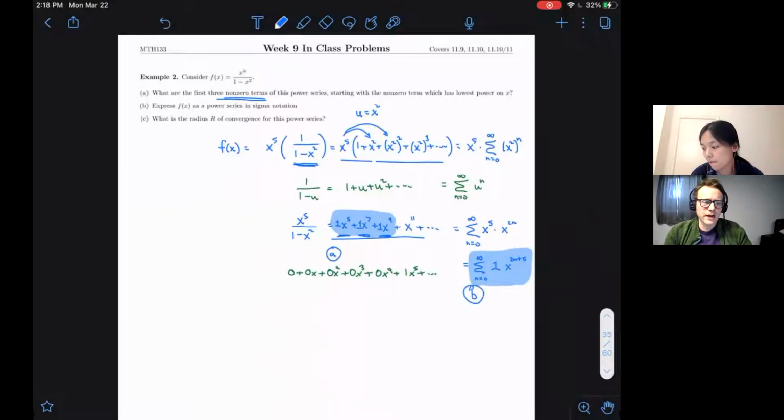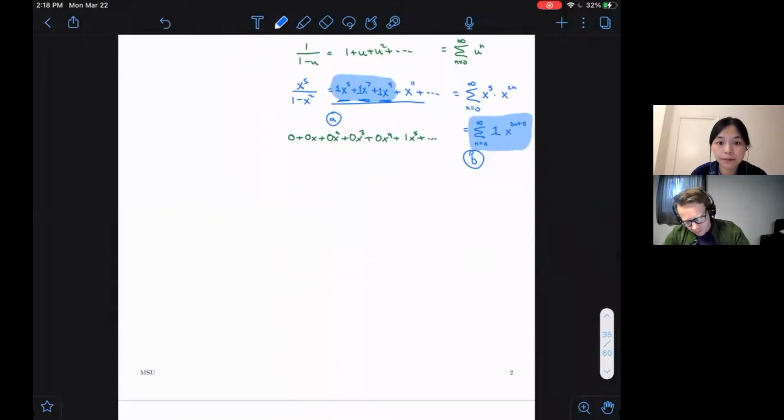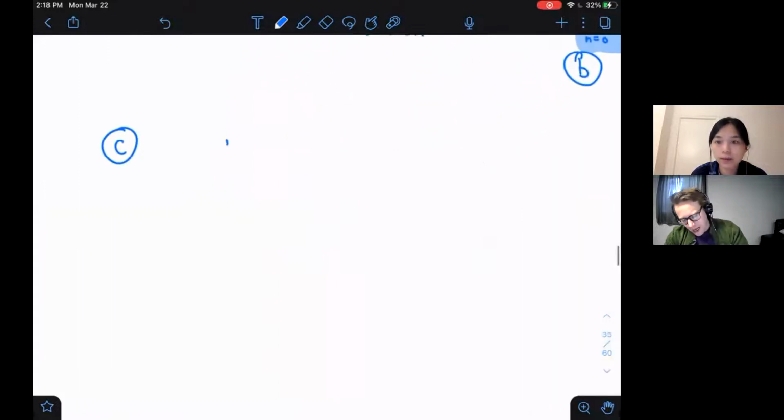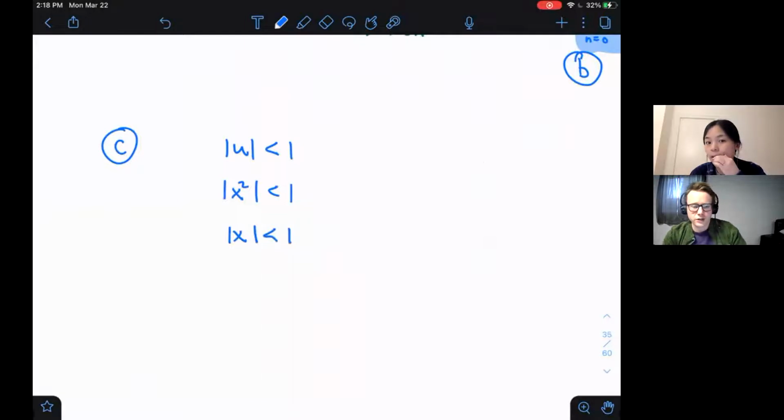And then part C, what is the radius R of convergence for this power series? Well, again, we could use the ratio test on this if we wanted to. However, it's going to be a little bit faster to set up this: the absolute value of u is less than 1. In this case, our u is equal to x squared. And remember, we can take the square root on both sides of an inequality, and that works out perfectly fine because the square root is an increasing function. So in this case, my radius of convergence is 1.